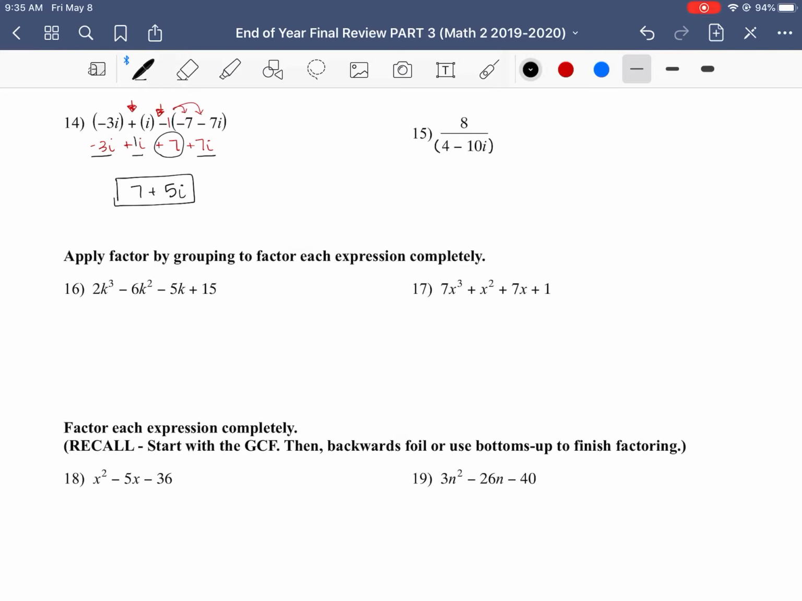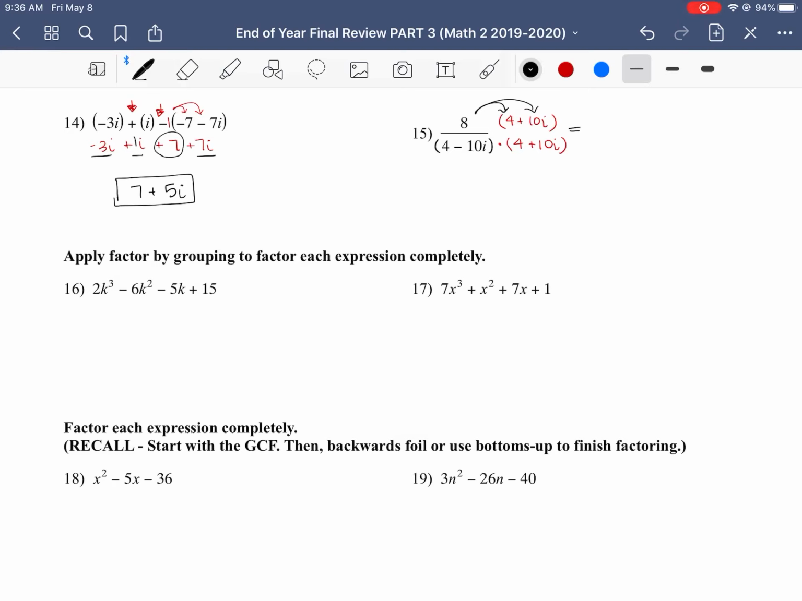Number 15, again, you can do your calculator on this one too. You just have to remember to put parentheses around the numerator and denominator. On this one, this is the one where we use the conjugate. So our goal, when we divide complex numbers, is just to get the i out of the bottom of the fraction. So if I want to get rid of that, we multiply it by the conjugate. Now remember, the conjugate is an identical binomial as the denominator, but opposite sign. So if it's a negative 10i in the original, we're going to put plus 10i when we multiply it. And whatever we multiply the bottom by, we also multiply the top.